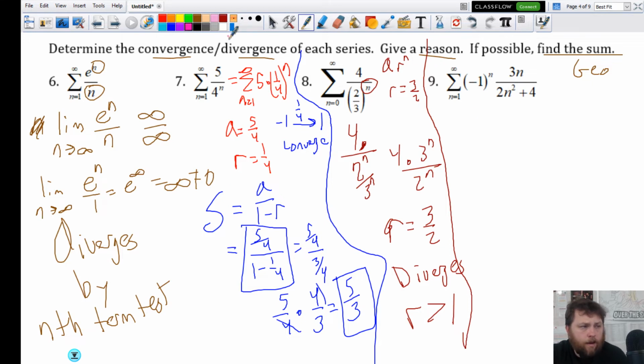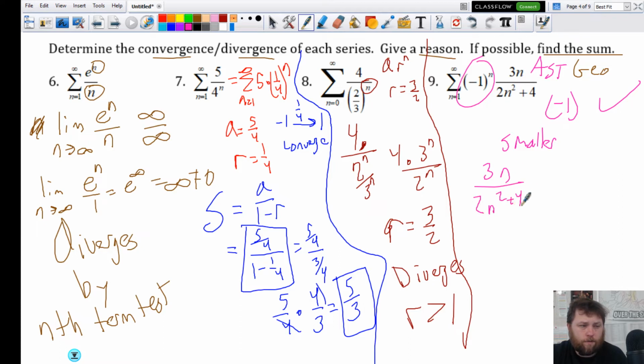The last one right here. Oh, look, that -1 thing, so I'm thinking alternating series test. First of all, does it have the -1? Yes. Is it getting smaller? The function without the negative 1, is it getting smaller? 3n over 2n squared plus 4.